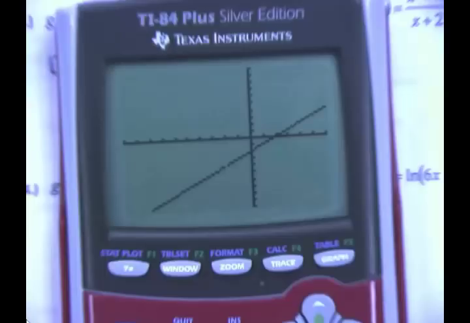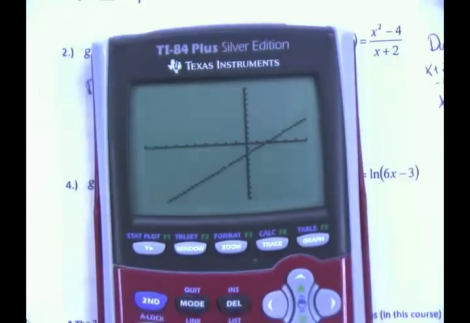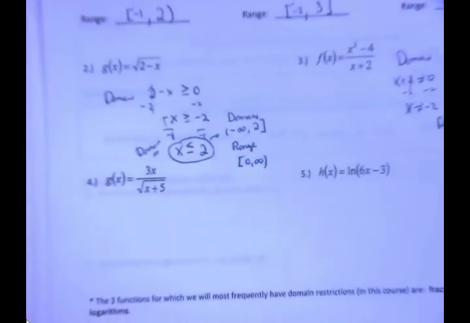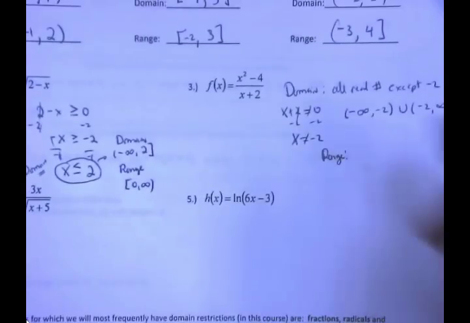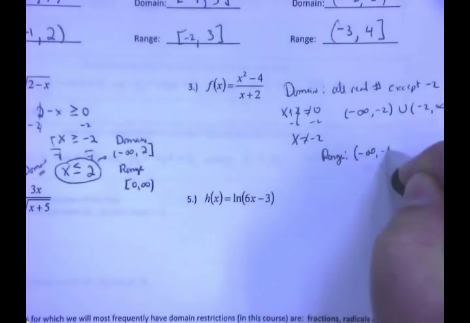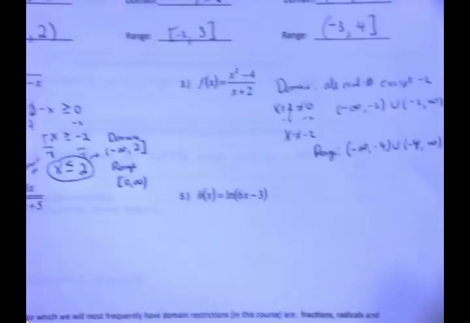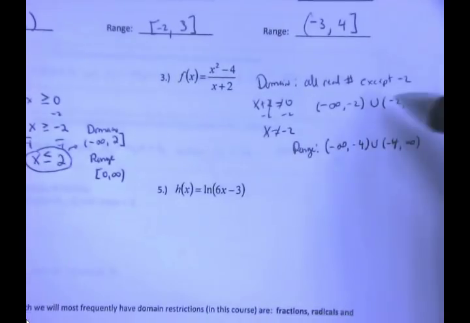So you know what the range is on this guy? You can zoom it back, and you guys can see the hole in the graph here. So on this one, the range is actually from negative infinity to -4, union -4 to infinity. There was a hole at the point (-2, -4).